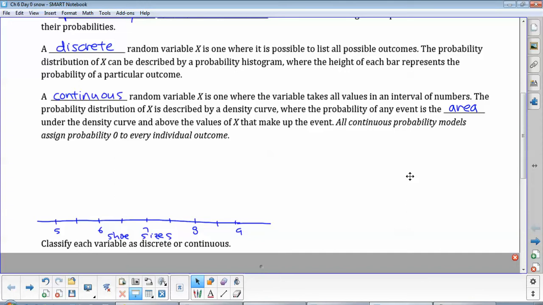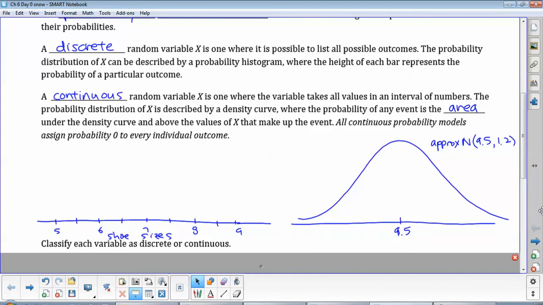On the other hand, something like the length of your foot is probably going to be continuous, and it's actually approximately normally distributed. These numbers are actually in inches. Because of the way that we do these things, we make shoe sizes in certain discrete sizes, but the length of your foot could be any number in a reasonable interval of numbers.